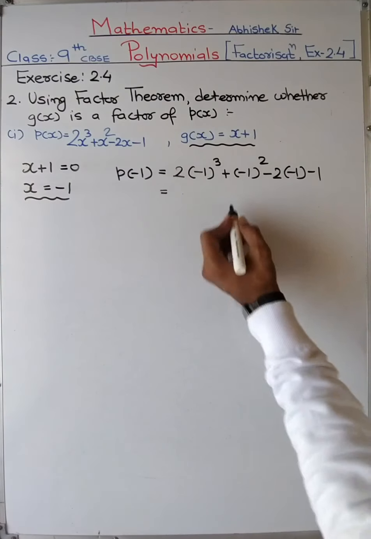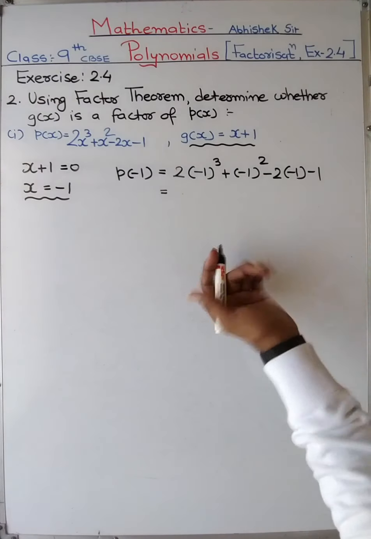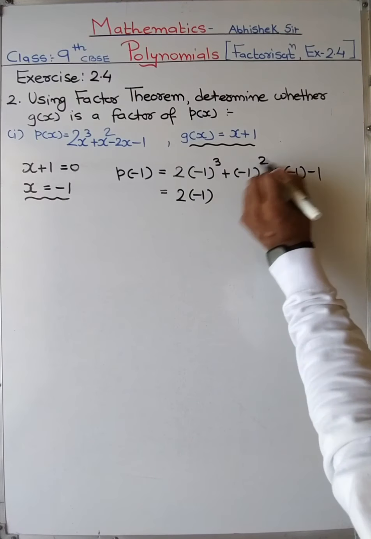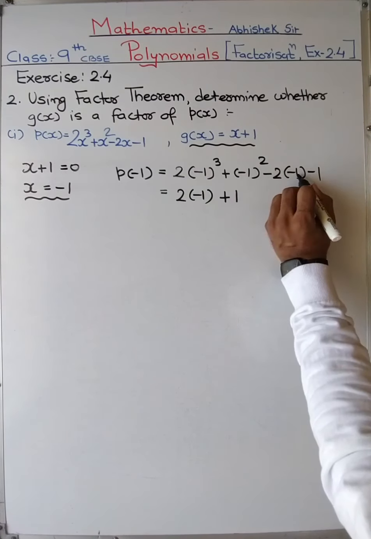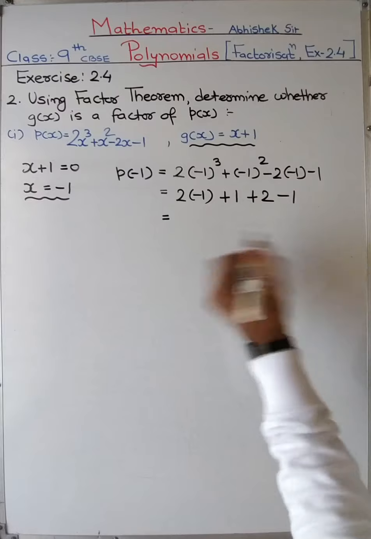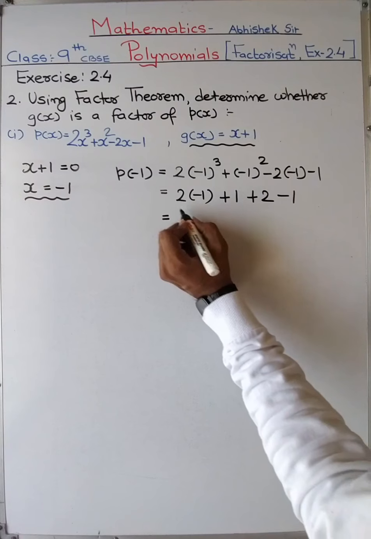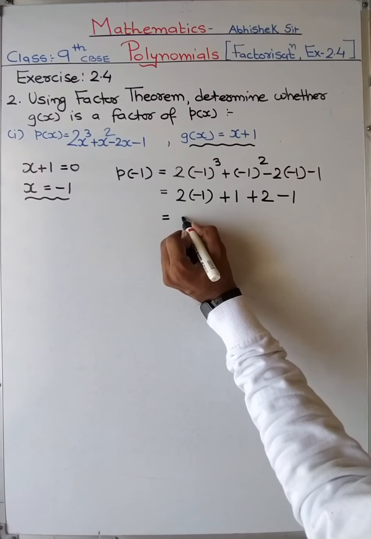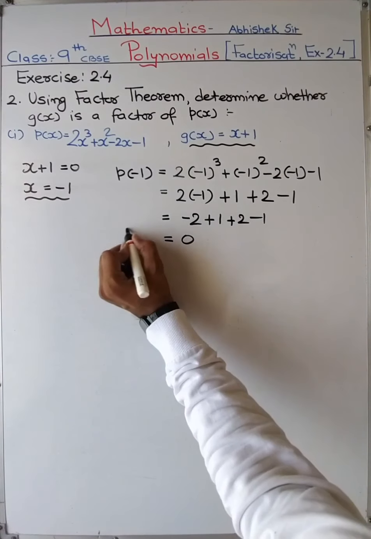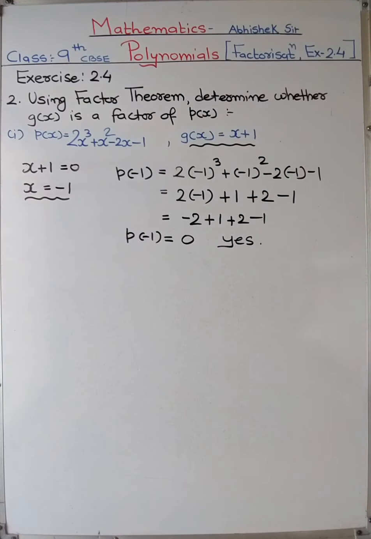If p of minus 1 is 0, then only we can say that it is a factor. So again our answer will be yes or no. So 2 into minus 1 cube is minus 2, plus minus 1 square is 1, minus 2 into minus 1 becomes plus 2, and minus 1 will be repeated. I am adding one step just for the convenience of your understanding. So minus 2 plus 1 plus 2 minus 1. Ultimately the answer is 0. So p of minus 1 is 0. So yes, g of x is a factor.